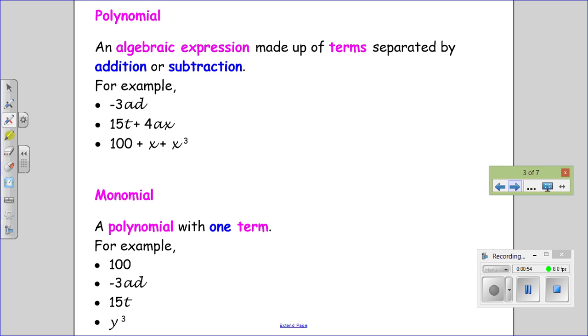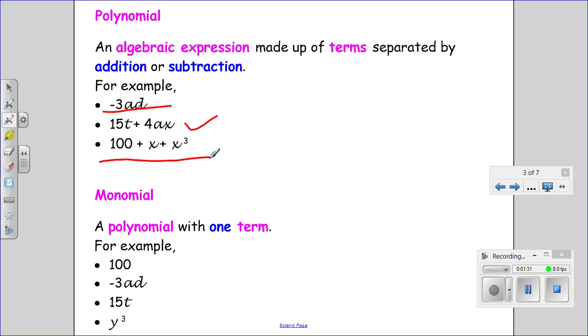A polynomial is an algebraic expression that is made up of terms separated by addition or subtraction. For example, negative 3ad, which doesn't have any addition or subtraction signs, is considered to be one term. 15t plus 4ax has an addition sign between the 15t and the 4ax, so it is two terms. And the last one, 100 plus x cubed, there's a 100, there's an x, and then there's an x cubed, all separated by addition signs.